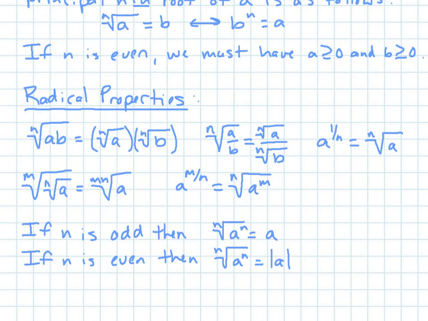Here, if you have a to the 1 over n power, so this is a rational exponent, the n is actually describing your index, or your nth root, so we can revert that back to a radical. So that's kind of our tie to be able to go from rational exponents to radicals, and back and forth however we see fit.